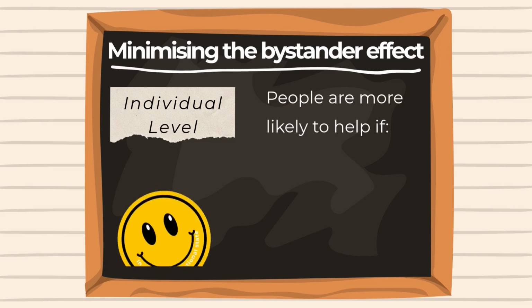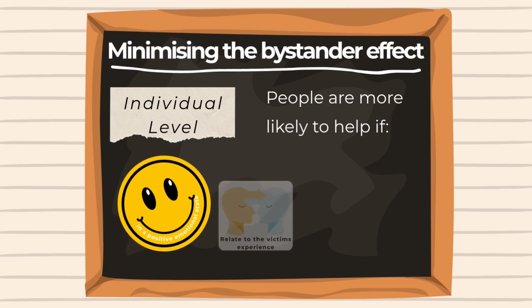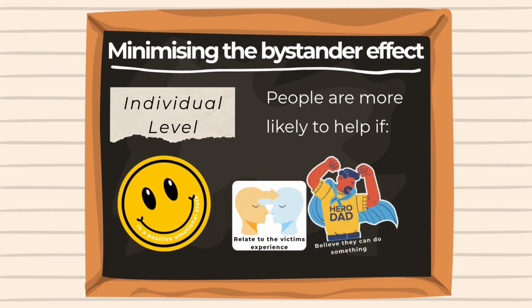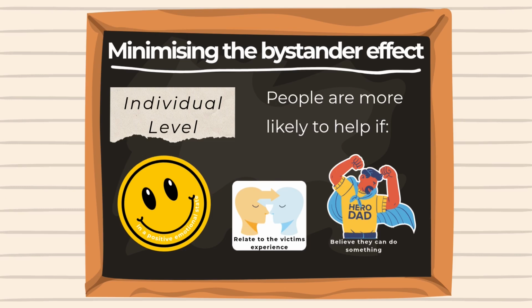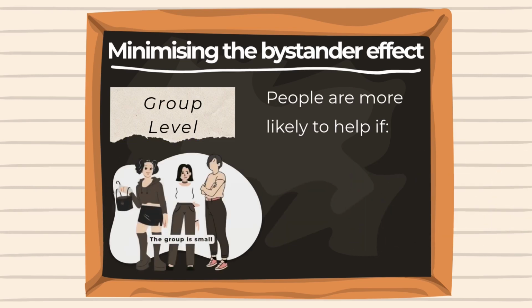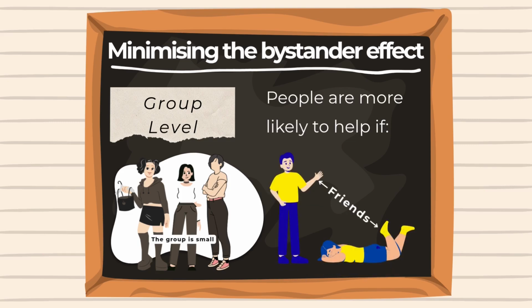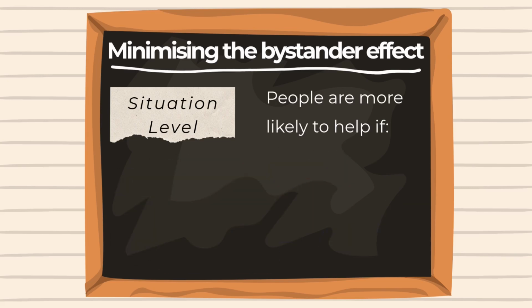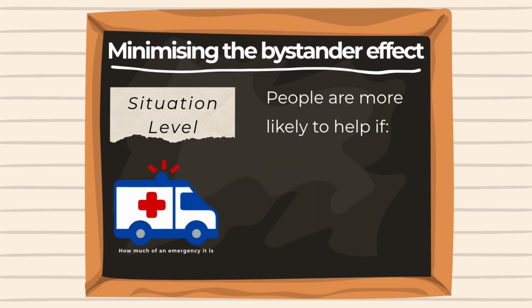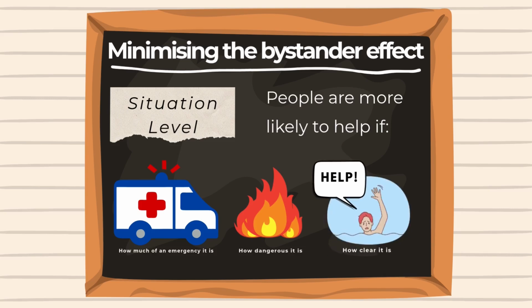At the individual level, people are more likely to help if they're in a positive emotional state, if they can relate to the victim's experience, and if they believe they can actually do something. At the group level, obviously chances are better when the group is small, but it's also better if the victim is friends with the bystanders and when there is good communication among bystanders. And then at the situation level, things like how much of an emergency it is, how safe of a setting it is, and how clear it is that the victim needs help all influence bystander behavior.